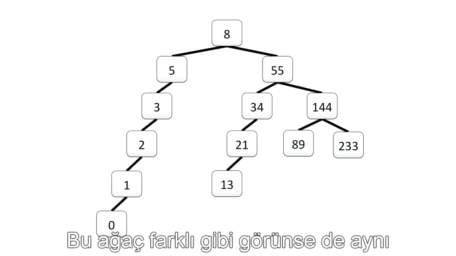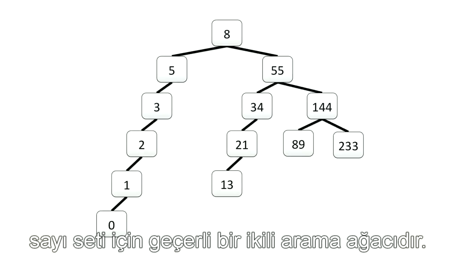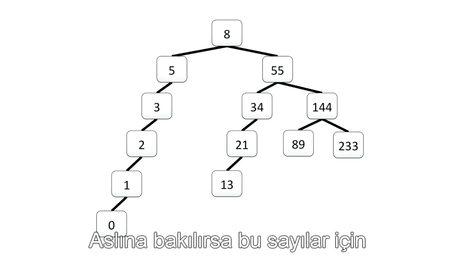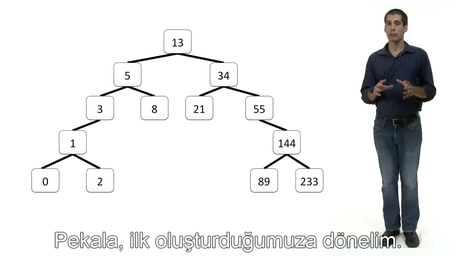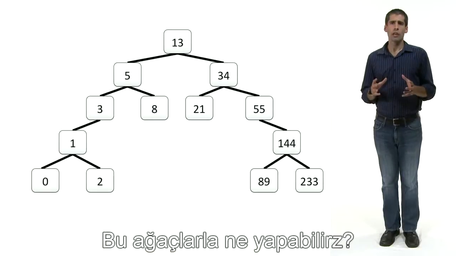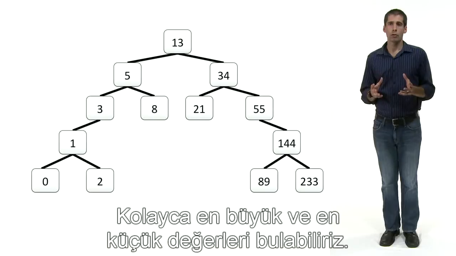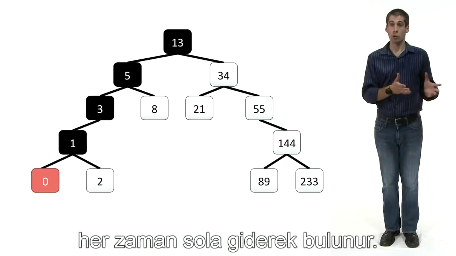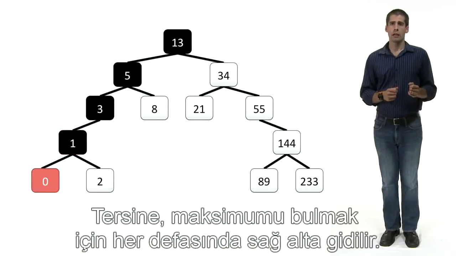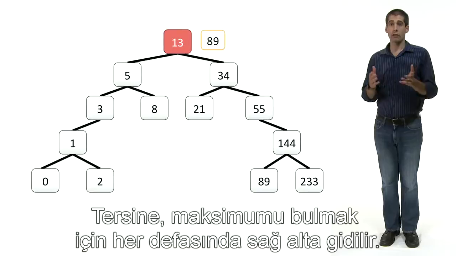Although this tree looks different, this is a valid binary search tree for the same set of numbers. As a matter of fact, there are many possible ways that you can create a valid binary search tree from these numbers. But let's go back to the first one we created. So what can we do with these trees? Well, we can very simply find the minimum and maximum values. The minimum value can be found by always going to the left until there are no more nodes to visit. Conversely, to find the maximum, one simply goes down to the right each time.